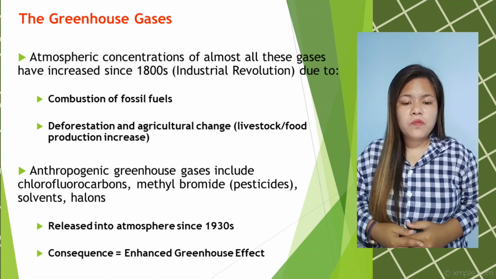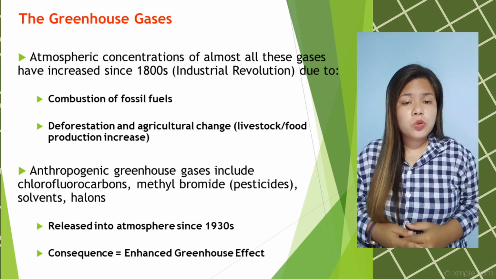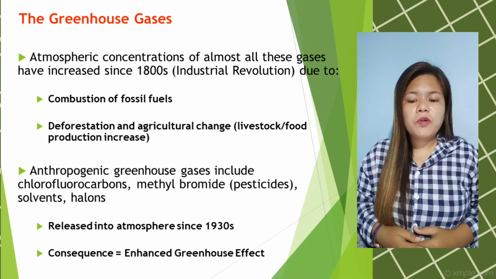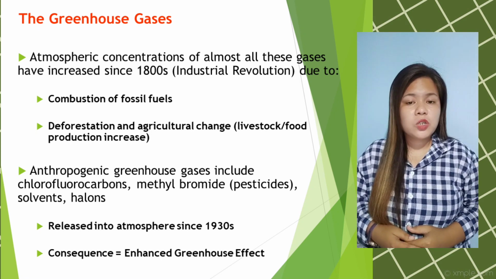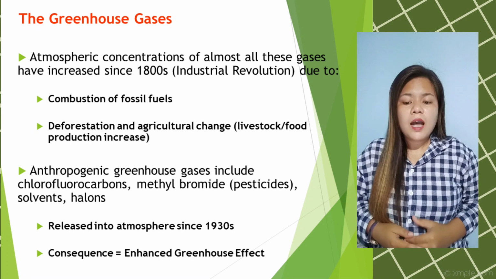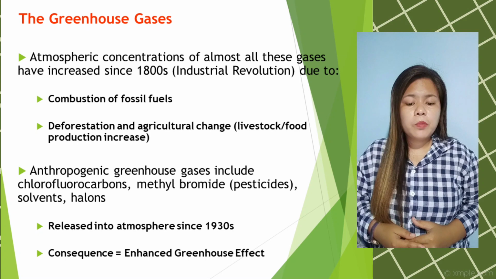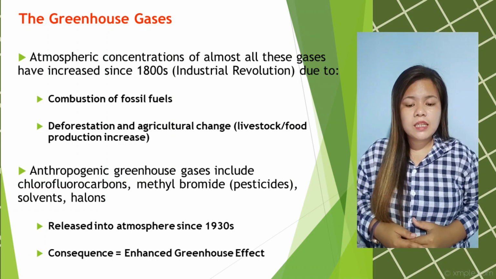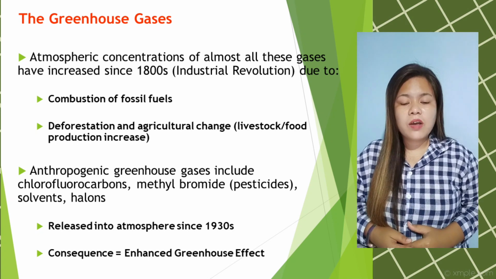Atmospheric concentrations of almost all these gases have increased since the 1800s due to, first, combustion of fossil fuels, second, deforestation and agricultural change, the livestock and food production increases. Anthropogenic greenhouse gases include chlorofluorocarbons, methyl bromide or the pesticides, the solvents, and the halons. These were released into the atmosphere since the 1930s, and the consequence, enhanced greenhouse effect.